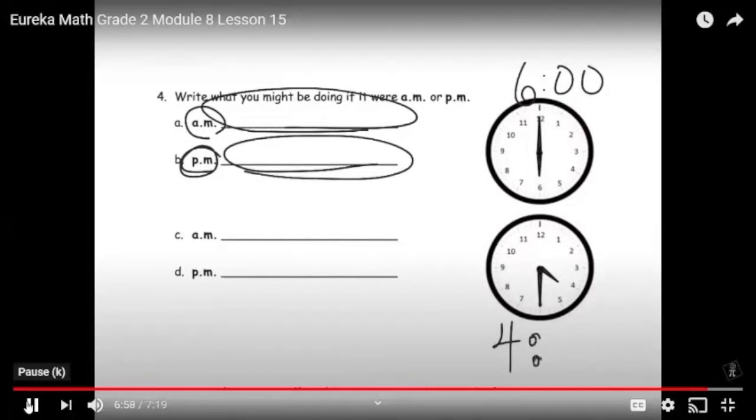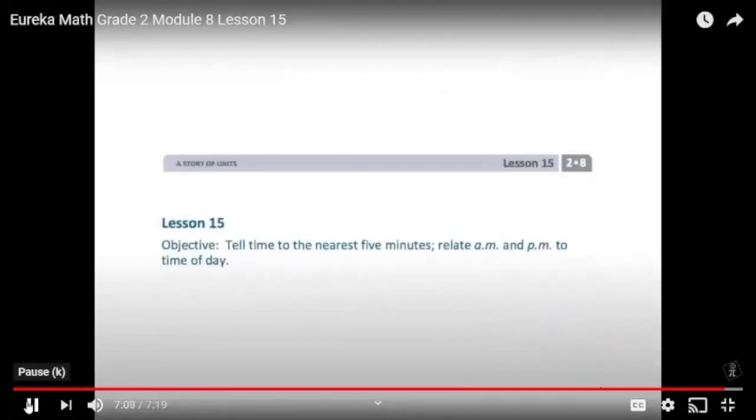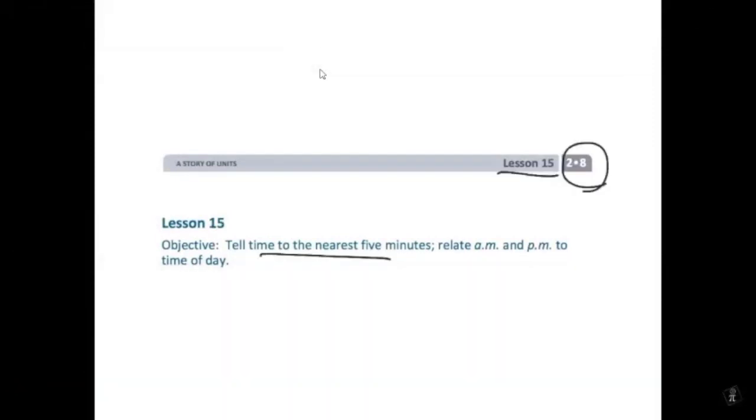And similarly, this clock says 4:30. What might you be doing at 4:30 a.m. versus 4:30 p.m.? And that wraps up second grade Module 8, Lesson 15. We're telling time to the nearest 5 minutes, but really we're focusing on the meaning of AM and PM.